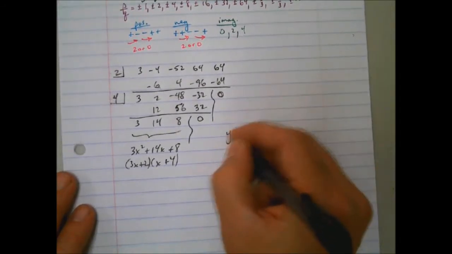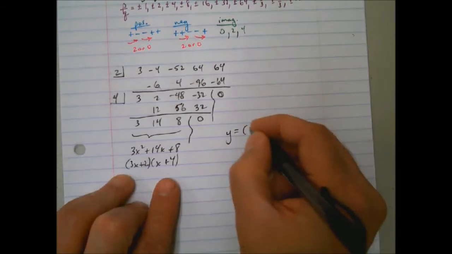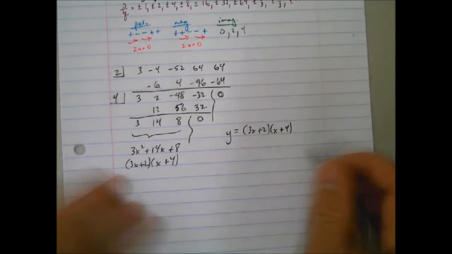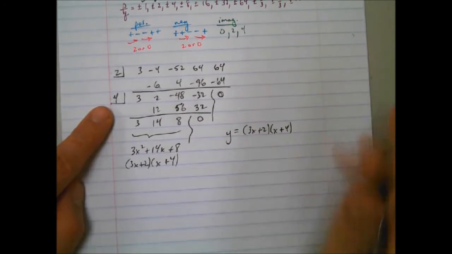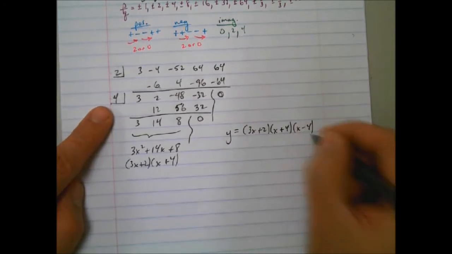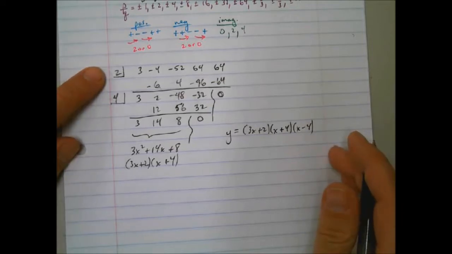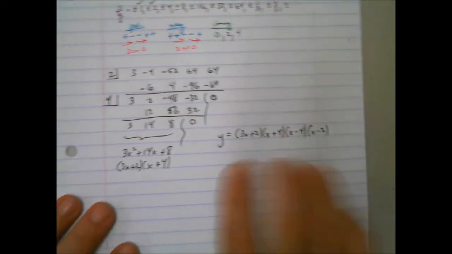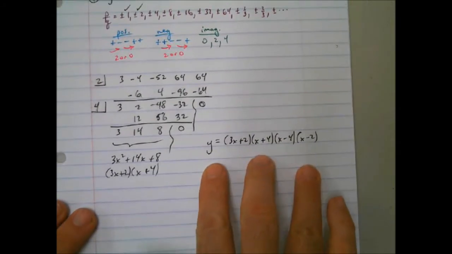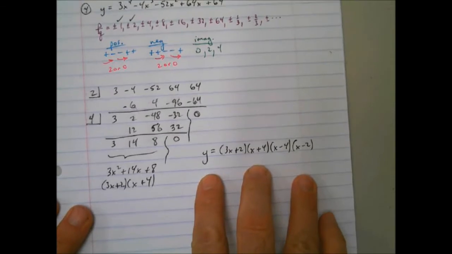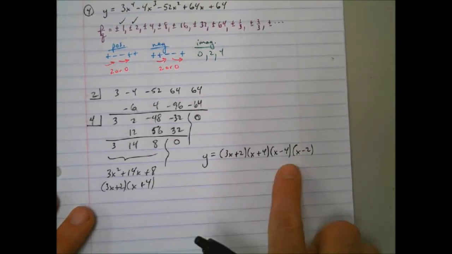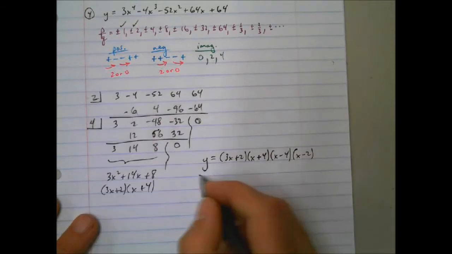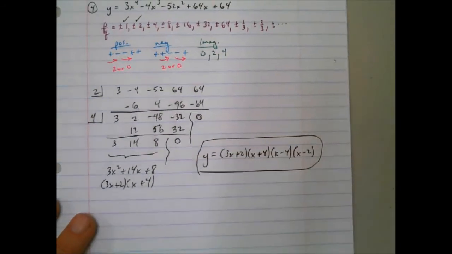So y equals, I'll start here, 3x plus 2, x plus 4. What about the 4 in the box? That would be x minus 4. What about the 2? That would be x minus 2. Okay, now, if we multiplied that all the way out, not that we want to multiply it all the way out, don't we get positive 3x to the 4th? And that's what we're supposed to have. So there is the factored form.